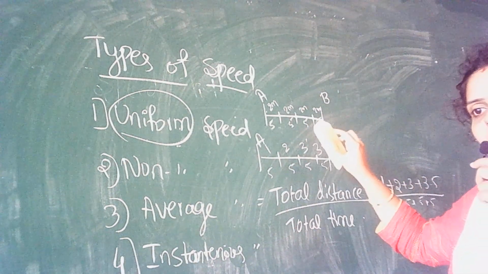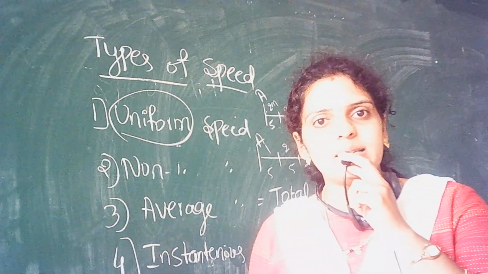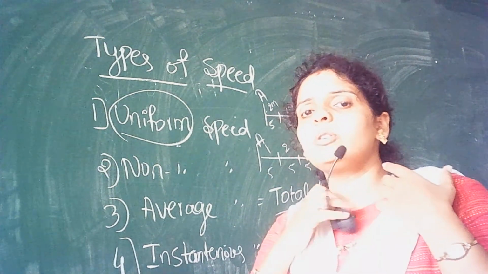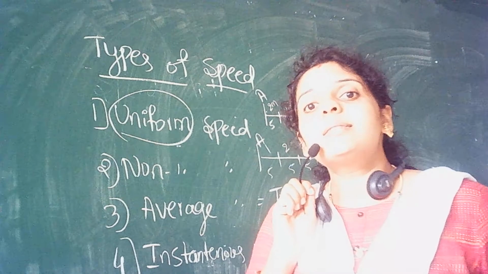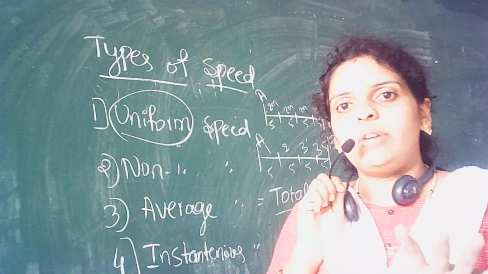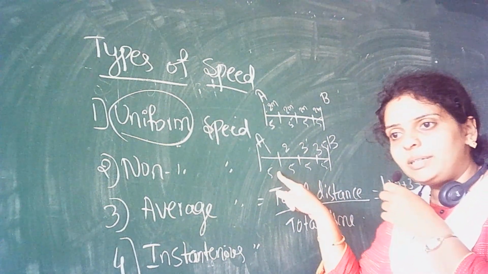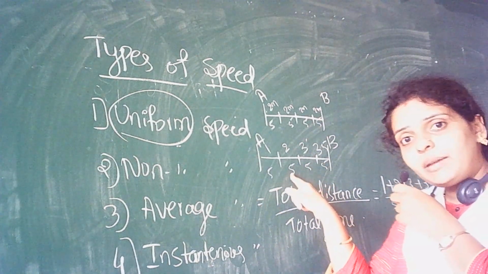Then the last one we will discuss, that is instantaneous speed. What is instantaneous speed here? Instantaneous, instant. You say instant Maggi, instant pasta. What is that instant? Instant means at a particular interval of time, in that very short time, very instant. So here see, in 5 minutes, what is the distance covered by the body? It is 1 meter. In the next 5 minutes, what is the distance?